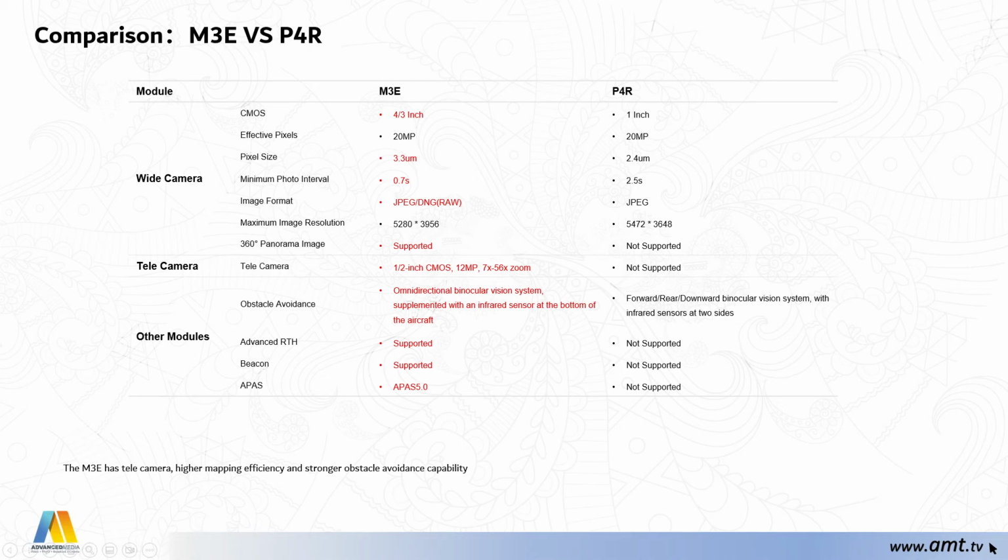This is really a game changer, whereas the Phantom 4 RTK is 2.5 seconds only. And now we can shoot in RAW with the Mavic 3E. This is useful if you want to do post-processing to your photos. Now you have the ability to access the RAW format, and it can shoot a 360 panorama image. In one image, you will have the 360 of your area.